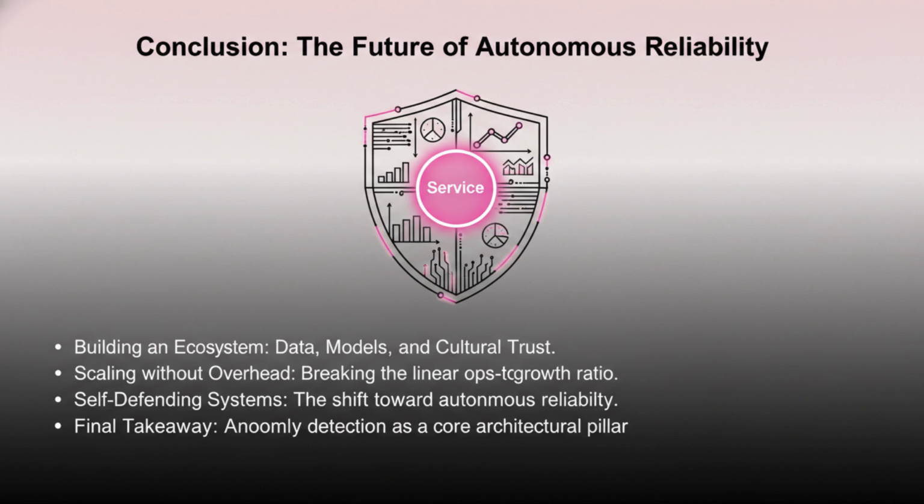As we've seen, implementing automated anomaly detection for SLIs and SLOs is not just about choosing an algorithm, it's about building a comprehensive ecosystem. It requires high-quality data, robust statistical models, and a culture that trusts automated insights. By moving away from static thresholds and embracing dynamic, forecast-aware monitoring, we enable our infrastructure to scale globally without a linear increase in operational overhead. As senior architects, our mission is to build systems that don't just run, but systems that observe, learn, and defend themselves. This is the foundation of the next generation of ultra-scalable, high-availability architecture.